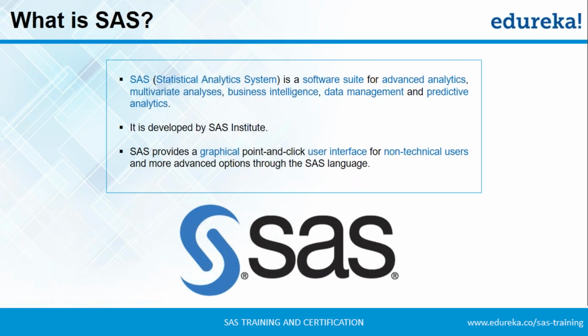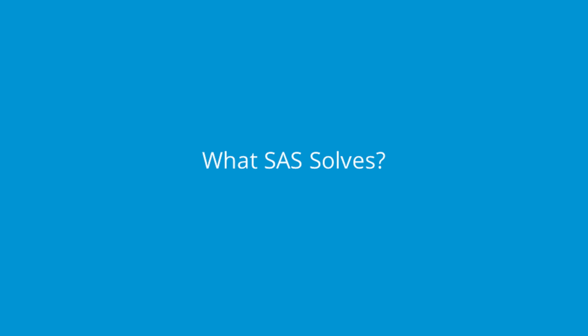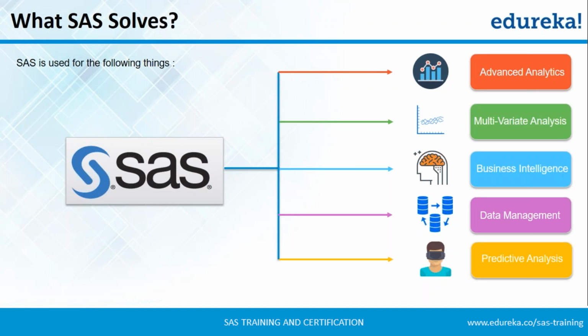So this was about SAS, guys. Like I said, it is a software suite for different kinds of things. Let's discuss these things. These are the things which SAS actually solves. SAS is used to do advanced analytics. It is used to do multivariate analysis. It is used for business intelligence. It is used for data management, and it is used for predictive analysis. Now let's discuss each of these one by one.